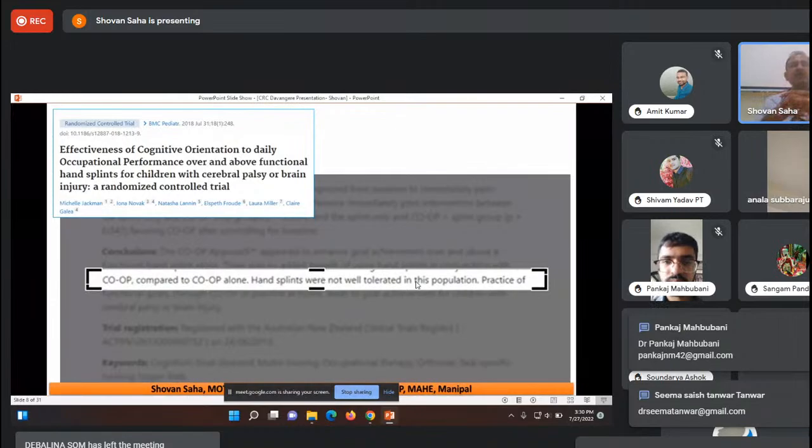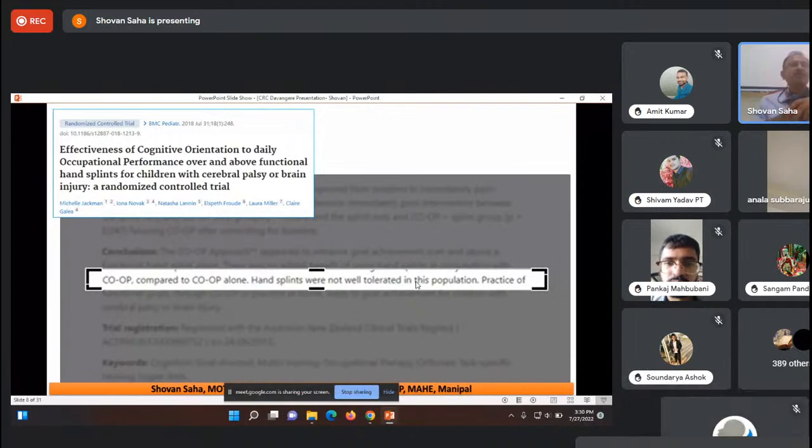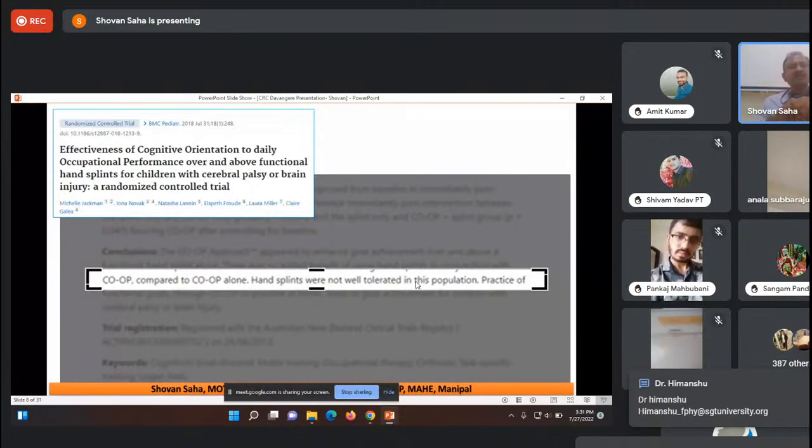And as we all know, spasticity is connected with the person's emotional status. Okay, so it can happen that when the patient is in your hand, the patient is comfortable, so the spasticity is on the lower side.